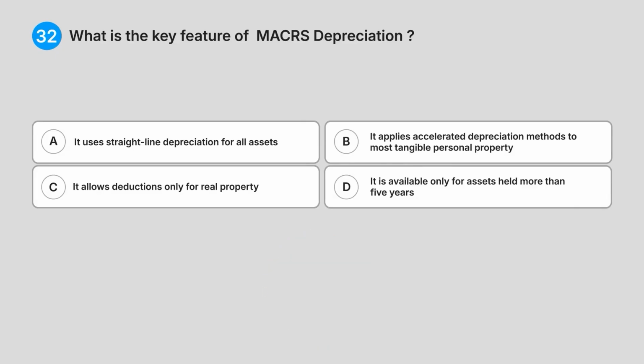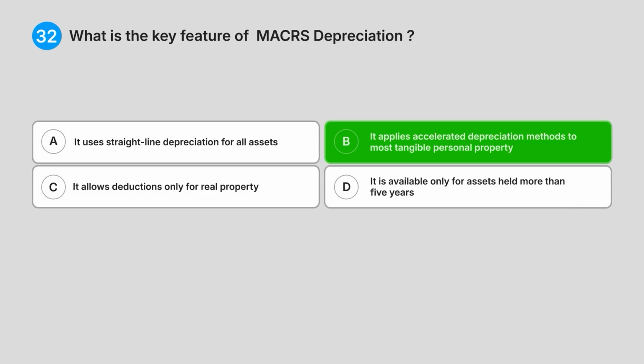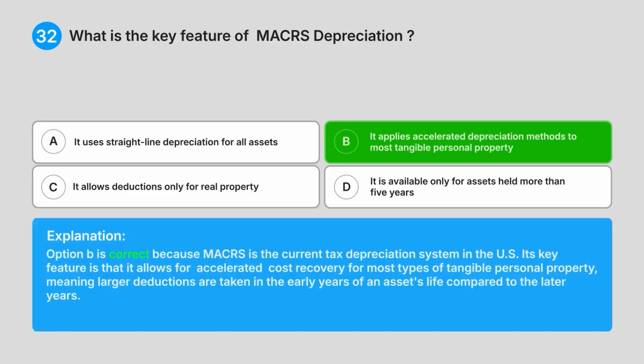Correct answer. B. It applies accelerated depreciation methods to most tangible personal property. Explanation. Option B is correct because MACRS is the current tax depreciation system in the US. Its key feature is that it allows for accelerated cost recovery for most types of tangible personal property, meaning larger deductions are taken in the early years of an asset's life compared to the later years.